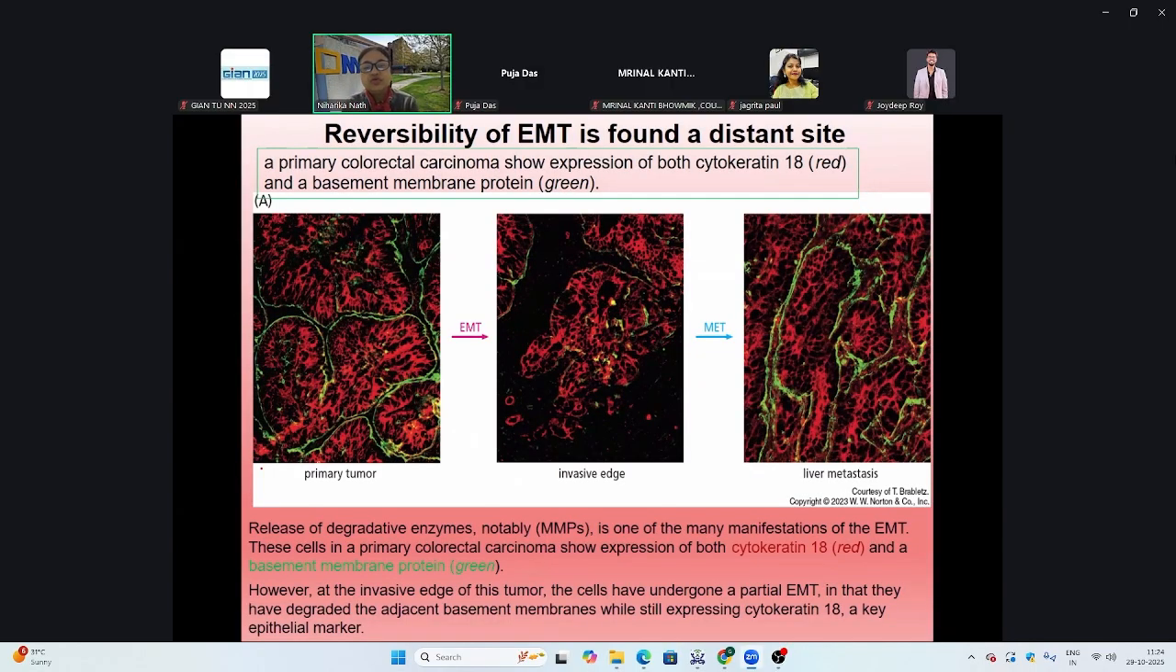Not to confuse you too much, but I have another diagram here, and this is again immunohistochemistry, where now the reversibility is shown. If you're EMT, then after a while you can reverse. You can be reversed all over again. So how do you reverse?